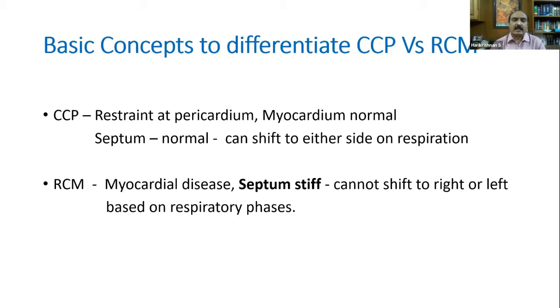One is that, as I said, in constrictive pericarditis, the restraint is at the pericardium. The myocardium is normal, and the septum, which is a part of the myocardium, is normal. So it can shift to either side on respiration. In restrictive cardiomyopathy, it is a myocardial disease. The septum is stiff. It cannot shift to right or left based on respiratory phases. That is a basic difference. So you don't have any respiratory variation in a restrictive cardiomyopathy, but you have all those variations in constriction.